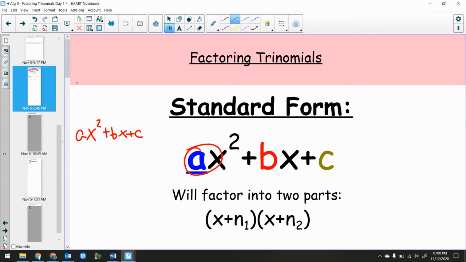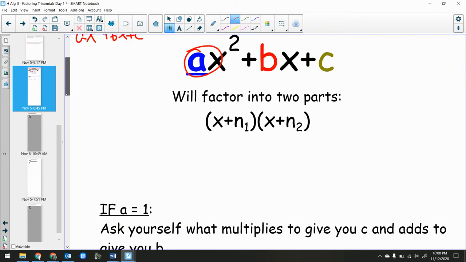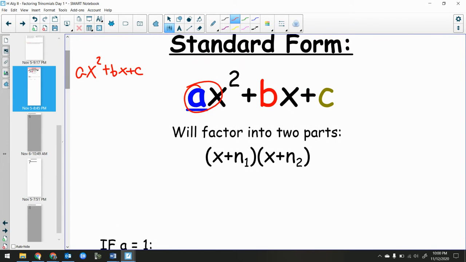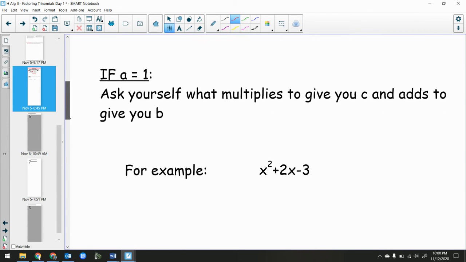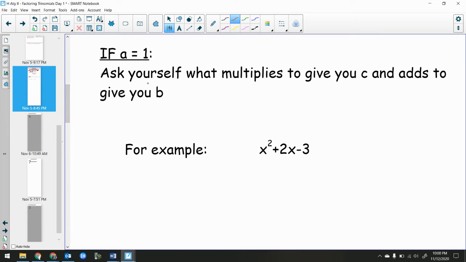Okay. All right, so let me show you here. Now, most trinomials, if they are factorable, will factor into two pieces, x plus n1 and x plus n2. Sometimes we'll have a number out front, but this is the case where a is 1. So if a is 1, you have to ask yourself what multiplies to give you the last number, c, and adds to get you the middle number, b.